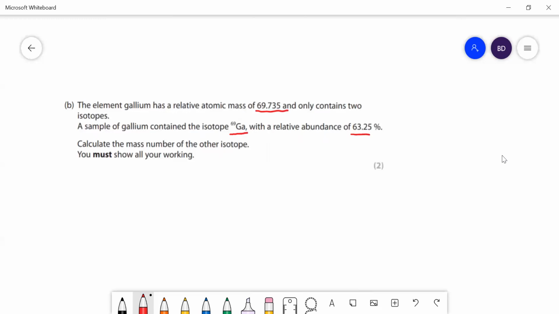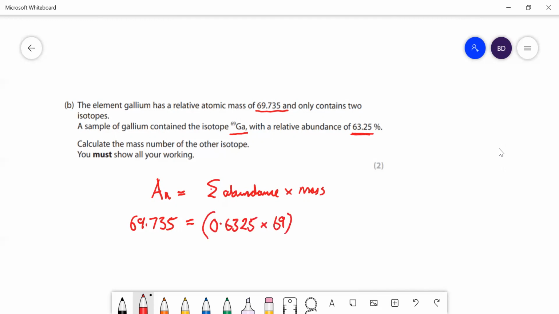So what we're going to say is that AR is equal to the sum of the abundance of each isotope multiplied by its mass. Okay, so here we've got 69.735 is equal to, right, we know that the abundance of 69 is 63.25, so we'll do it as a decimal, 0.6325 multiplied by 69. Okay, the other isotope, let's say that the other isotope is X. That's the mass of the other isotope. Now the abundance of that other isotope is going to be 100 minus 63.25, so that's 36.75%. So that's going to be plus 0.3675x. Okay, so solve that for x.